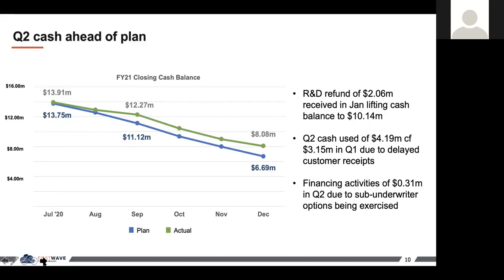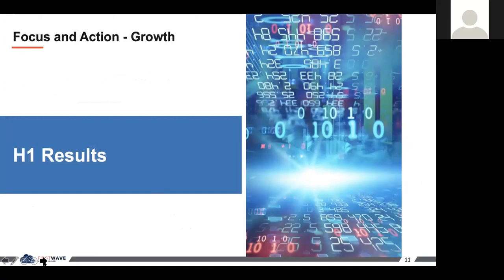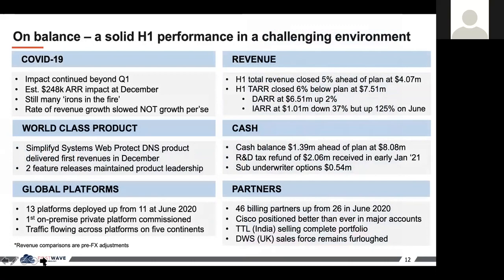Okay, I'm now going to review the half one results and provide a regional update. And I'm moving on now to slide 12. On balance, the half one performance was solid and underpinned by growth in total revenue, diligent management of expenses, as you'd expect, and a careful watch on cash. This has positioned your company for further growth into the second half. Let me pick the highlights out of this.